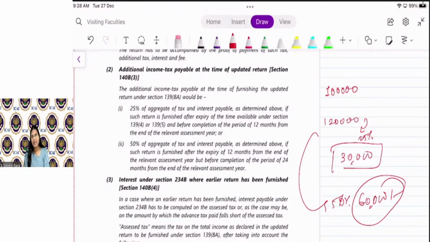updated return after expiry of 12 months but before completion of 24 months from the end of relevant assessment year. So you have to be careful. You should file your return within due date only. Otherwise, there is an additional burden of tax.